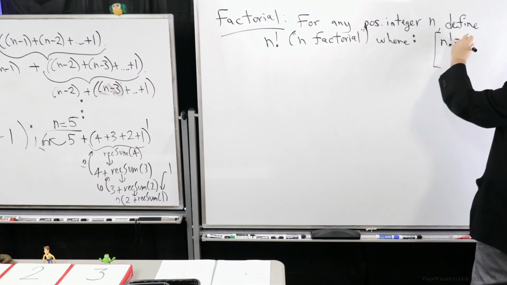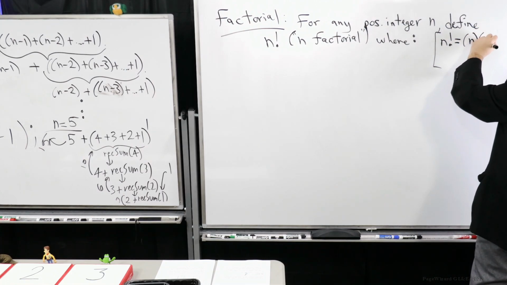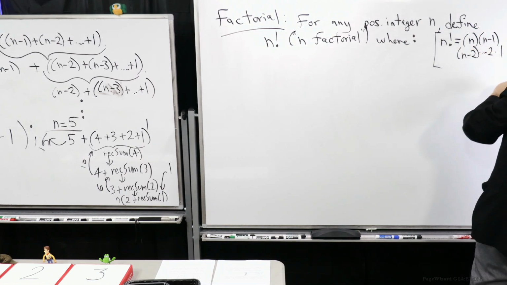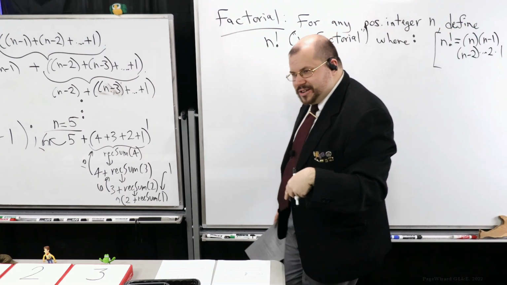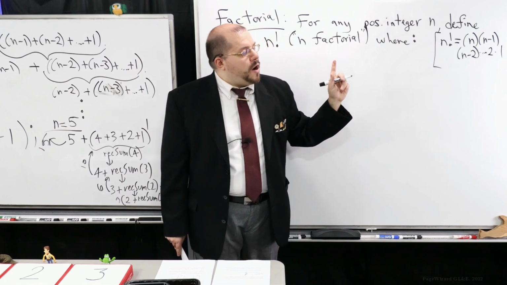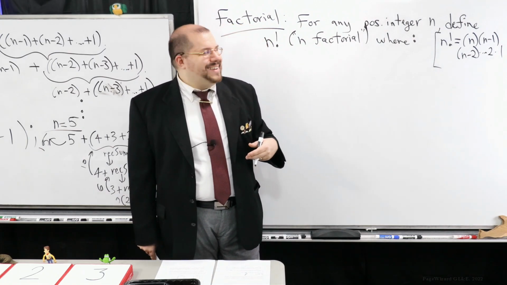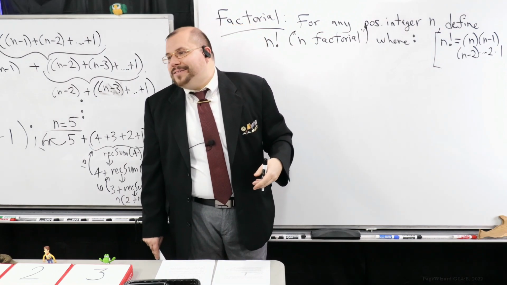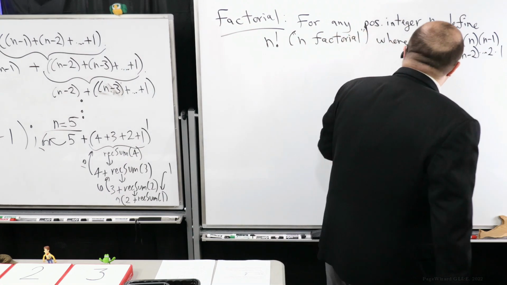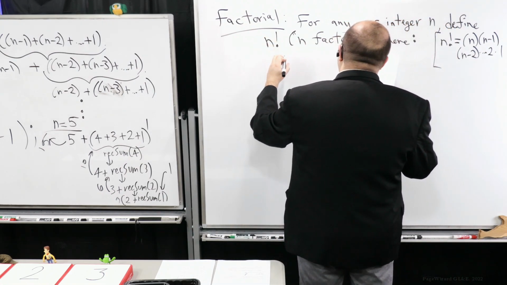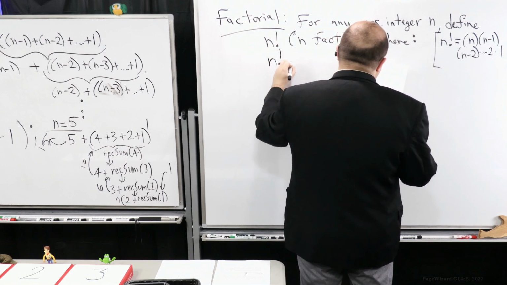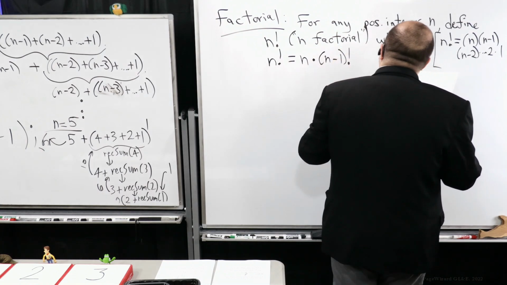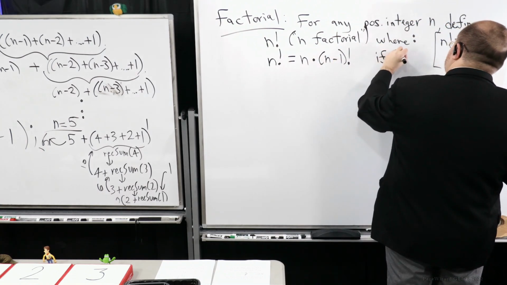N factorial is n times n minus 1 times n minus 2 times all the way down to 2 times 1. So it's like n times n minus 1 times n minus 2 times n minus 3, all the way down to 1. So for example, something like 4 factorial would be 4 times 3 times 2 times 1. So let me define this now recursively. So n factorial is going to be n times n minus 1 factorial. And this is if n is greater than 1.